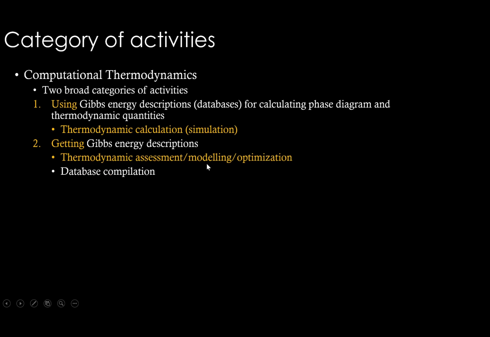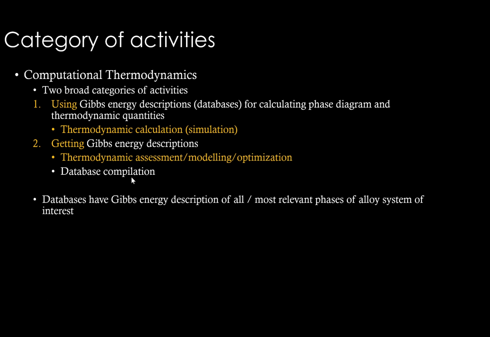Once the thermodynamic assessment is done, Gibbs energy descriptions are ready, but they have to be put into a format called a database, thermodynamic database, a specific format which is readable by the softwares that we have talked about in the previous slide. So we need to have databases compiled in a certain format to be used with the software. These databases have Gibbs energy description of all or most relevant phases of alloy system of interest.